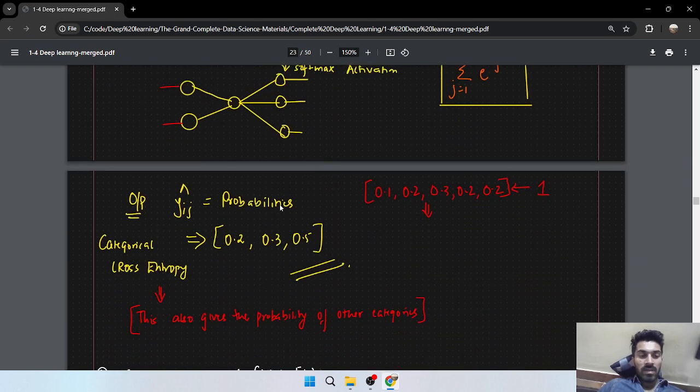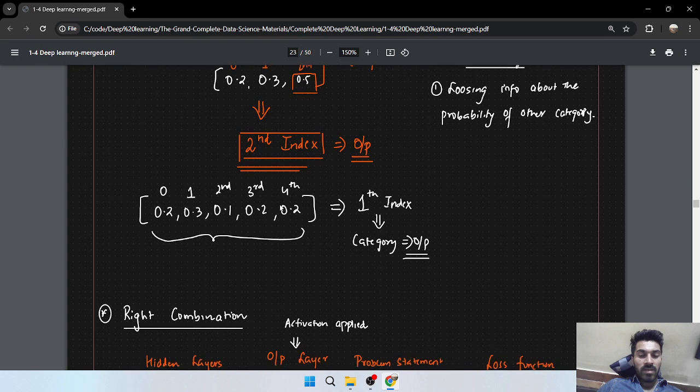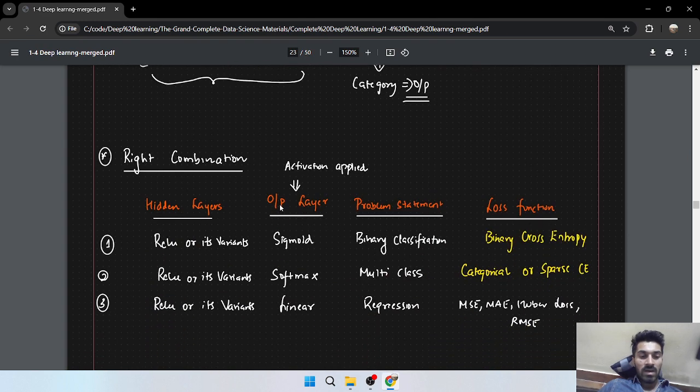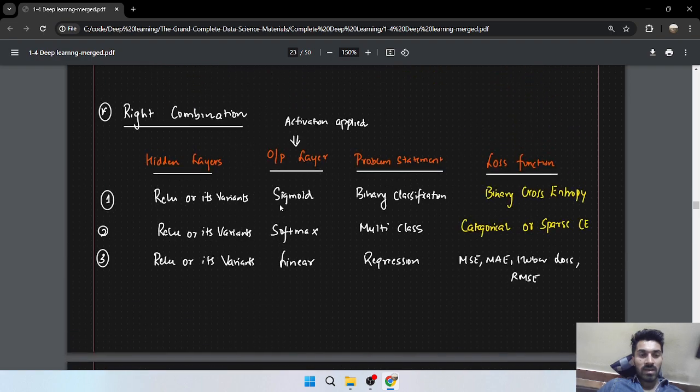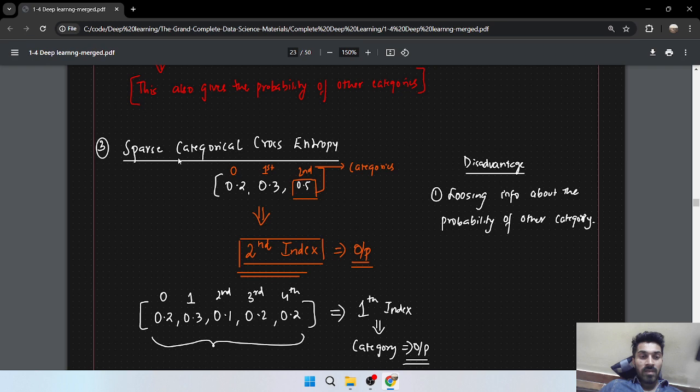In sparse categorical cross entropy, we will make our matrix sparse. Sparse means creating a different sparse matrix basically. So zeroth, first and second categories are there. We will give some probability to the zero class, first class and second class, and the summation of all these values is equal to 1.